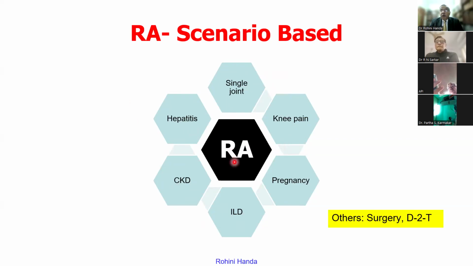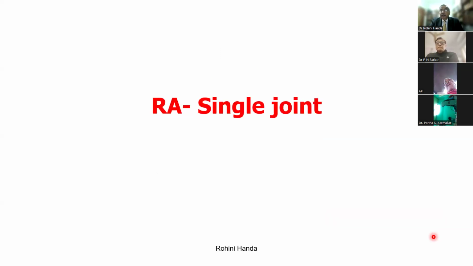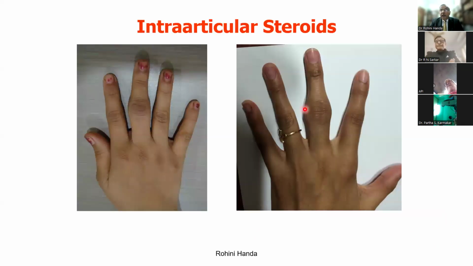6 scenarios. What do you do in a patient of rheumatoid arthritis who has a single joint that refuses to behave? Knee pain in rheumatoid arthritis, pregnancy, many of these are young women, ILD, an important extra-articular complication, CKD and liver disease, important comorbidities, and I would also briefly touch upon D2T, difficult to treat rheumatoid arthritis, and what should you do when you get a consult from your colleagues about surgery.